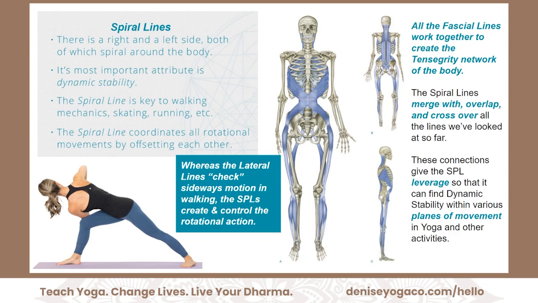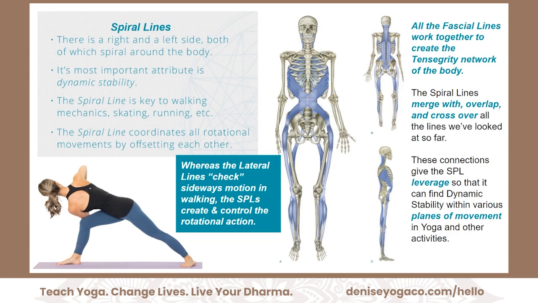So the spiral line is really key to things like walking mechanics. If you skate or run, or any kind of locomotion in the body, the spiral line is very important in that, and we'll look at some of the ways it does. It coordinates all rotational movements. So even if you're seated and rotating, it's also involved in that. And it actually is a true spiral when you're on your feet and using the whole body.